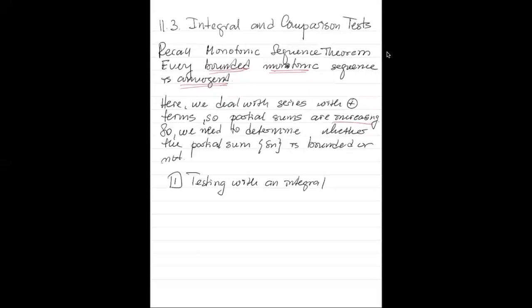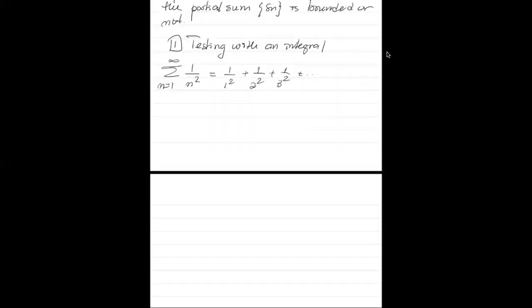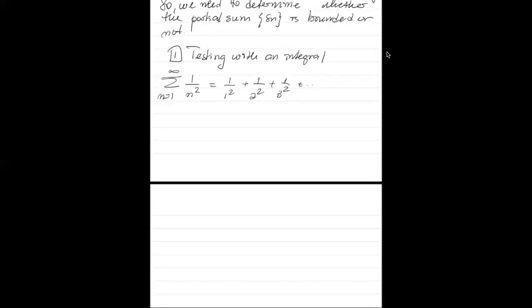Testing with an integral. Let's look at this sum, 1 over n squared, n is from 1 to infinity. Let's expand it: 1 over 1 squared plus 1 over 2 squared plus 1 over 3 squared, and so on. If we calculate the partial sums, I will make a table for n and the partial sum Sn, which is sigma 1 over i squared, where i is from 1 to n. If n equals 5, and we add the first 5 terms, we get approximately 1.4636. If n equals 10, we get 1.5498.